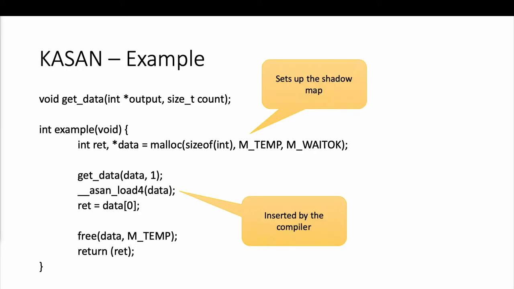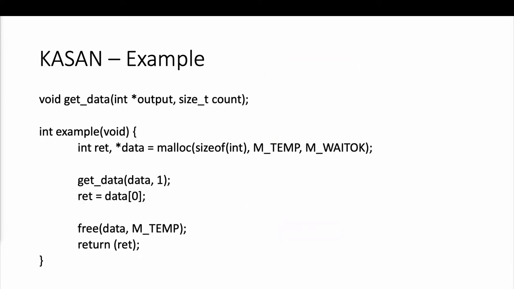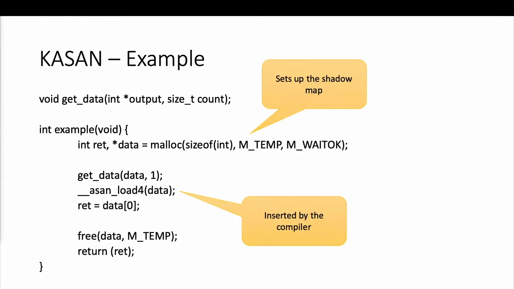My example again. What the compiler will do is, in malloc, we set up that shadow map, and we have a function inserted by the compiler. This asan load 4 will implement the checks on the shadow map. The compiler already knows the size of an integer is 4 bytes, obviously, so it will know to insert the 4-byte-wide check. Exactly what asan load 4 does is runtime dependent. The NetBSD code that we use will do a lookup on the shadow map, check that you've got valid memory, and depending on how you built it, do the panic or the printf.